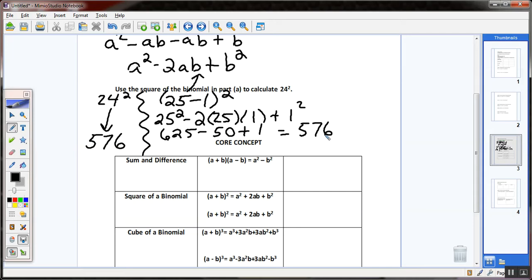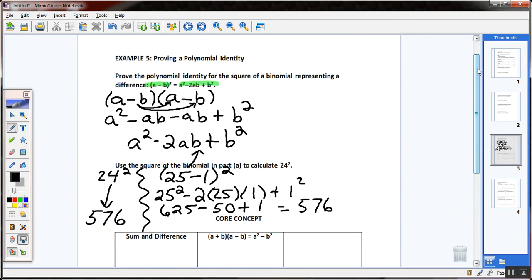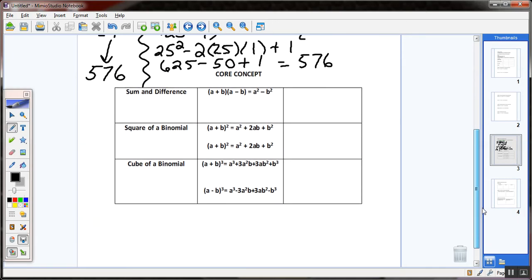So do you understand why the two parts I have highlighted up here are equivalent to each other? Okay, and we say since these are equal expressions, these two expressions are an identity for each other. They mean exactly the same thing. Okay. Now down below here, I've got a kind of a cheater chart here for you.